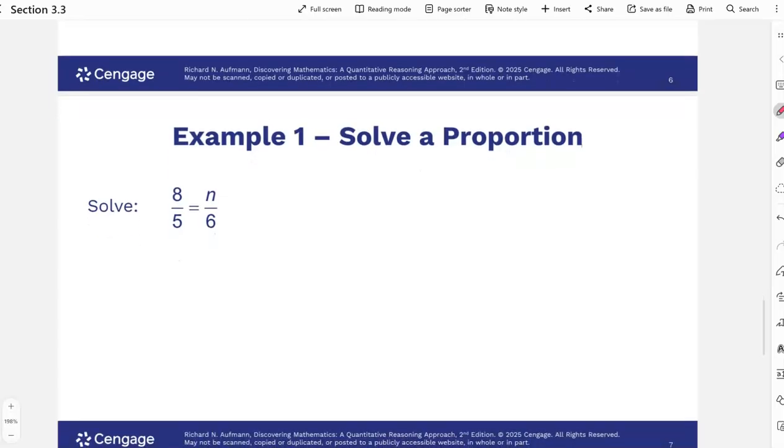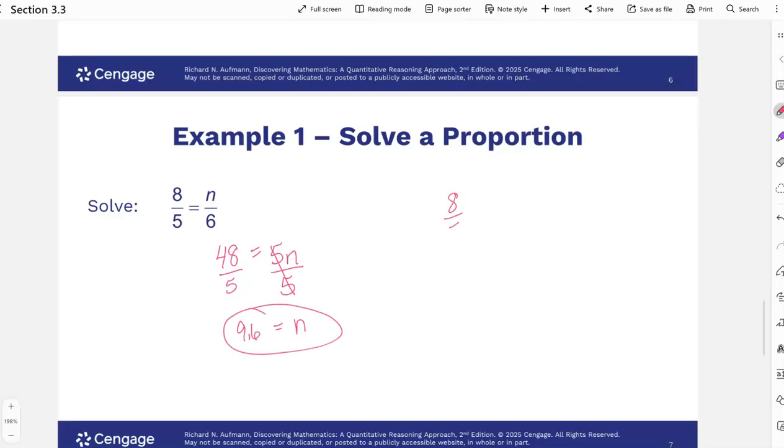So let's look at an example. We have 8 over 5 equals n over 6. The problem wants us to solve for n. So I'm going to use that cross multiplying. So we have 8 times 6, which is 48, is equal to 5 times n, which is 5n. And that creates this little equation for us. The goal is to solve for n, so we're going to do the opposite and divide by 5. Right now that relationship is multiplied, so we're going to divide. And if we take 48 and divide it by 5, we're going to get 9.6. So n would be equal to 9.6.